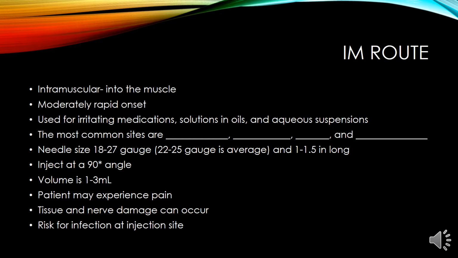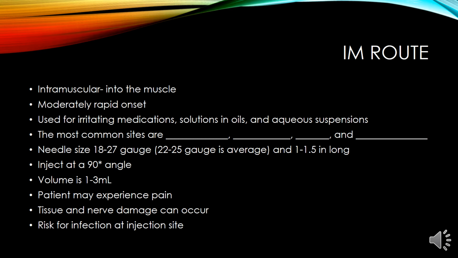It is used for irritating medications, solutions in oils, and aqueous suspensions. The most common sites are ventrogluteal, dorsogluteal, the deltoid, and the vastus lateralis. Needle sizes for this route should be from 18 to 27 gauge.